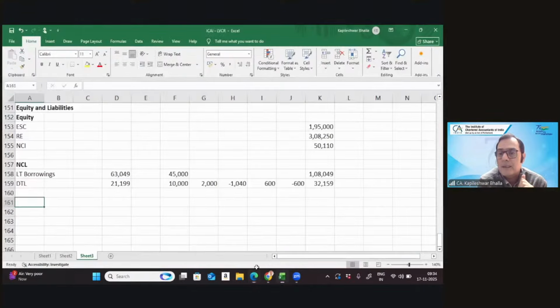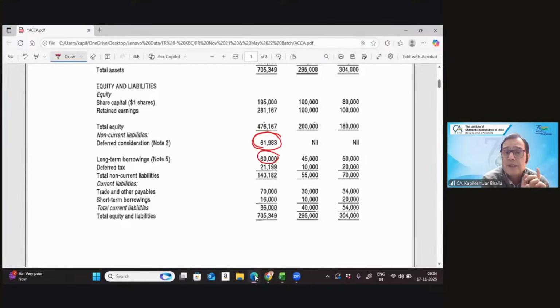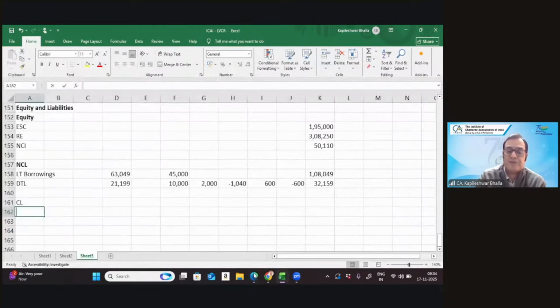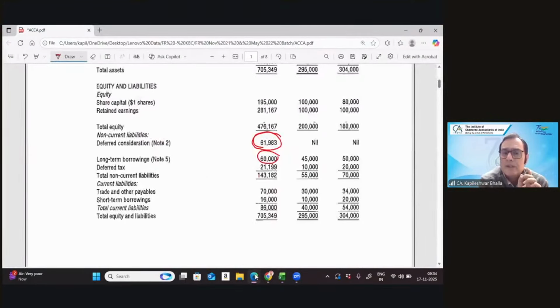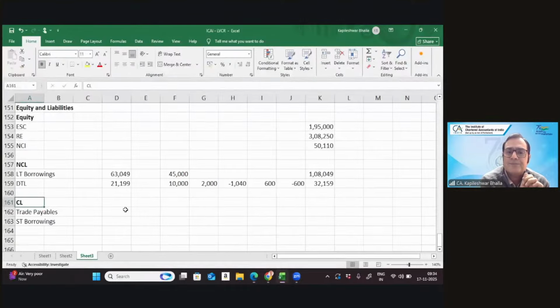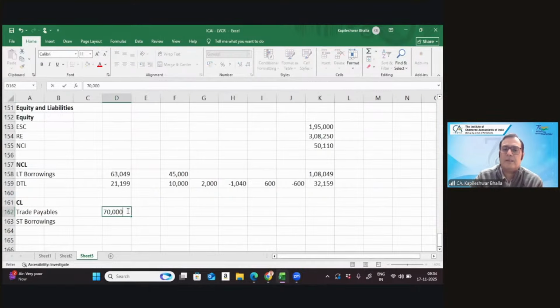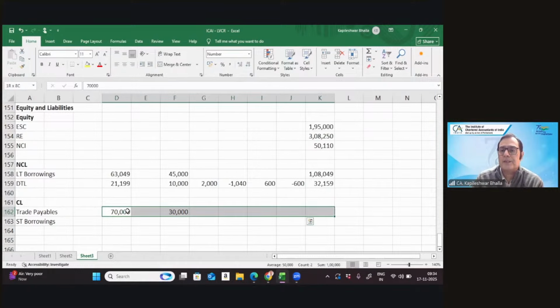Now we are on the current liabilities. So on the current liabilities, we've got trade payables and short-term borrowings. So now let's pick up the data. I think there are no adjustments on intercompany owings and all. So trade payable is 70 and 30. So this is 70 and this is 30. I don't think there are any adjustments on the trade payables.